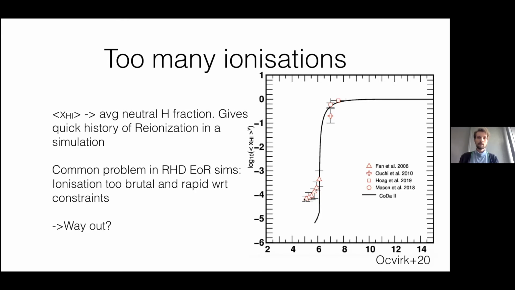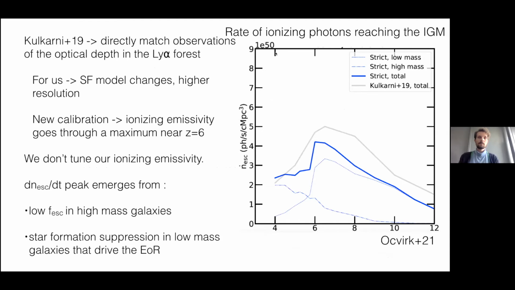But it remains that these simulations tend to have an excessive number of ionizations, and their end of reionization neutral fractions are too low. So we've been looking for a way out of this, and as Pierre already mentioned, we have found one. For this we turn to a result by Kulkarni et al.